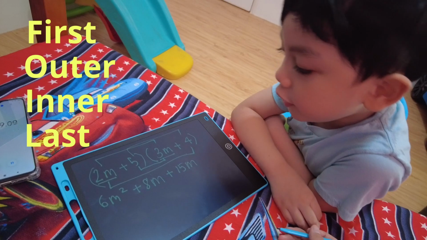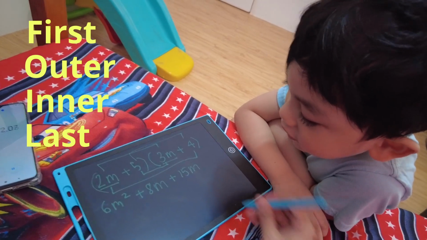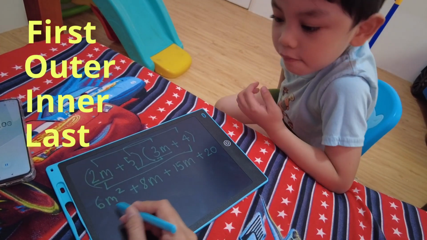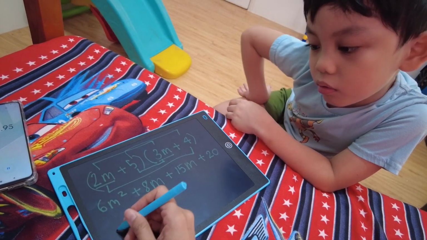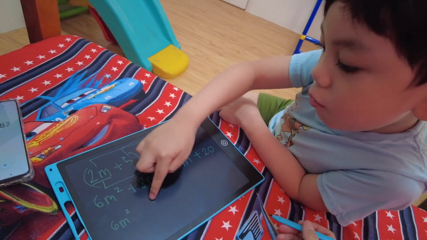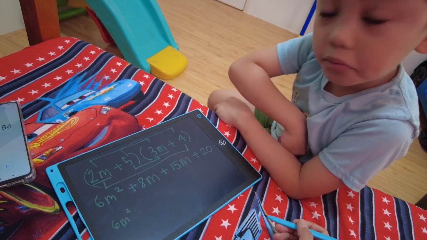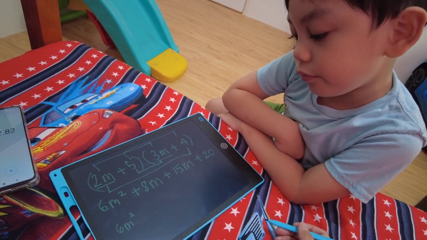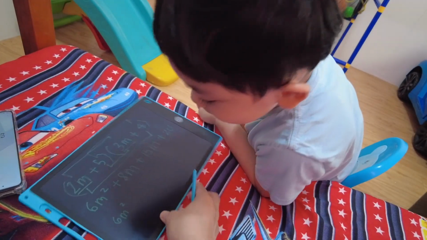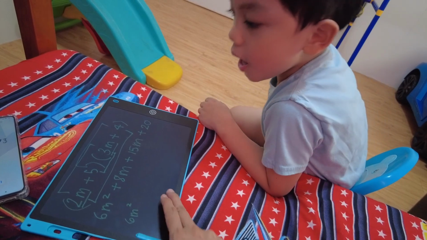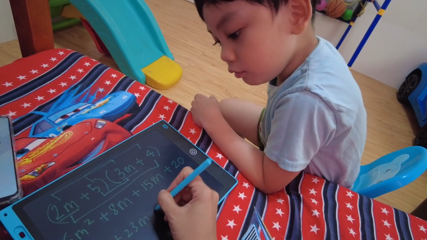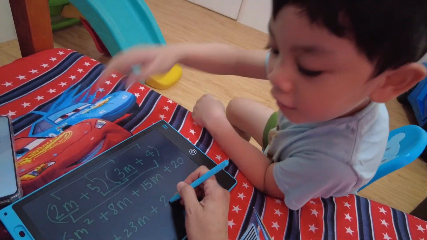5 and 4. 20. Plus or minus? Plus. Plus. Now, you combine the terms. Eto ba may kapareho? Wala. So, keep natin si 6m raised to 2. How about 8m? Meron ba siyang kapareho? 8m and 15m. So, what's the answer there? 23m. 23m, correct. Plus 20. And then 20 kasi walang kapareho si 20.